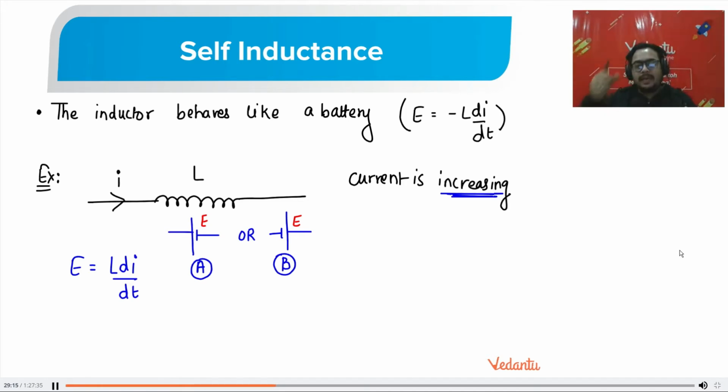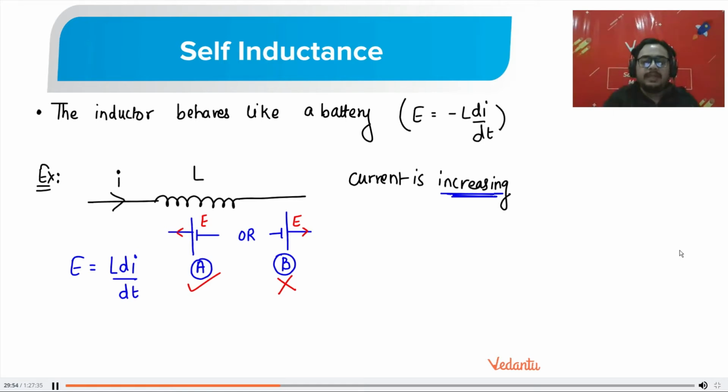Okay, so mixed answers I am getting. Okay, the answer is A. Why? Because if it is behaving like this, it will try to create its own current like this. So it will be opposing it. If I make the battery like B, it will in a way support it, same direction, it will support it. So this is the correct answer and this is the wrong approach. So that is the use of minus sign. Now do you understand? This is the use of minus sign.